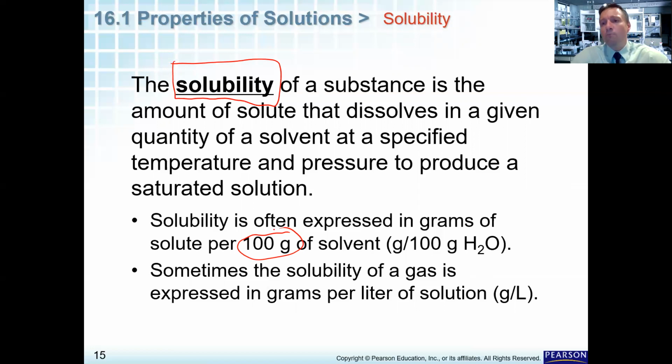This is going to be something called molality. We're not going to really talk about molality, unfortunately, because of time. That would have been in 16.3, which we will not be covering. Sometimes the solubility of a gas is expressed in grams per liter, and that we're going to talk about at the end of today's lesson, and that's Henry's law. Solubility is grams per liter. So solubility, really important, and it is at a specific temperature.